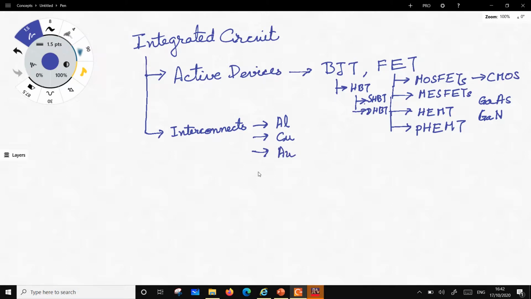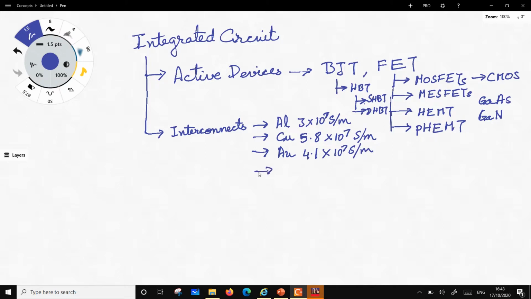At high frequencies, you see a lot of interconnects are gold. That is because of the surface finish. Just that the conductivity is not so good, right? For example, gold is in the range of 3 into 10 raised to 7 Siemens per meter. Copper is around 5.8 something. These are rough numbers. You can find exact numbers. Gold is around 4.1 into 10 raised to 7 Siemens per meter.